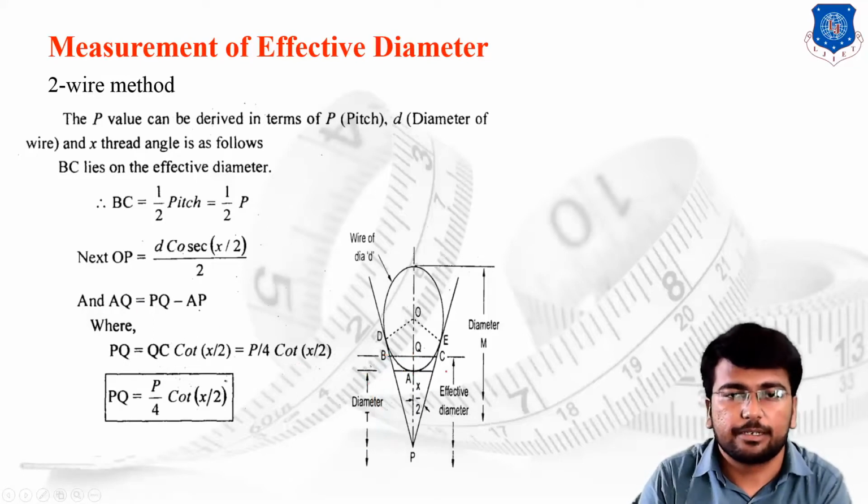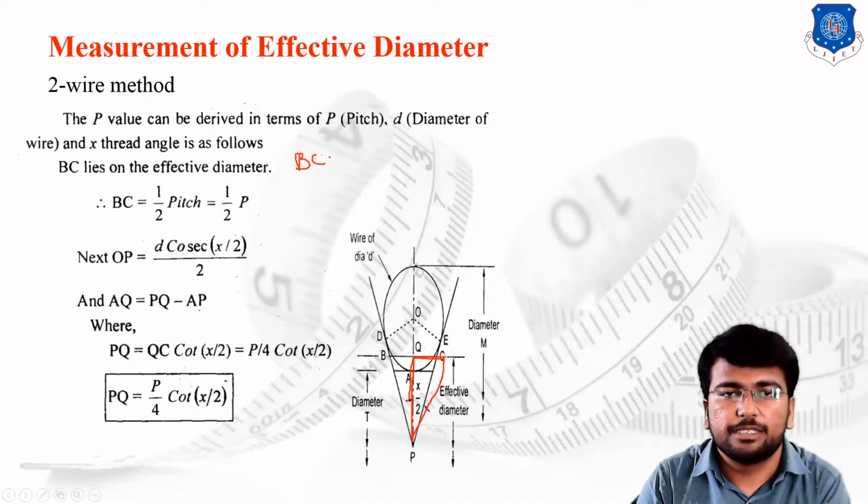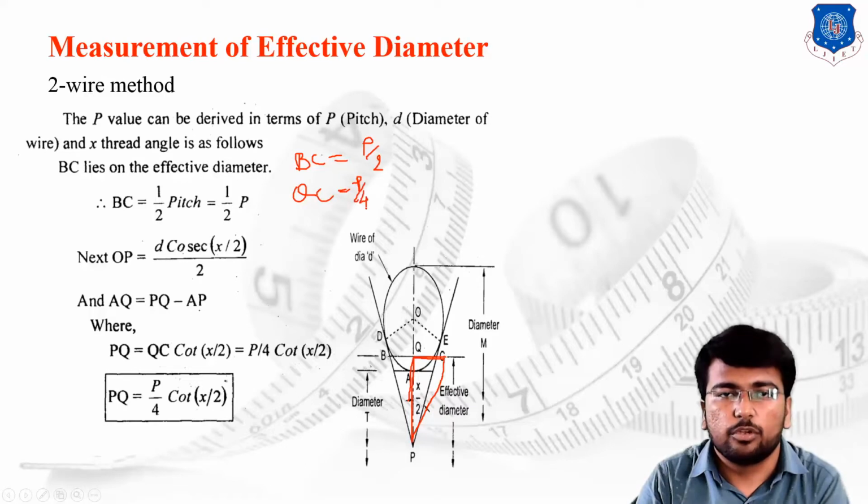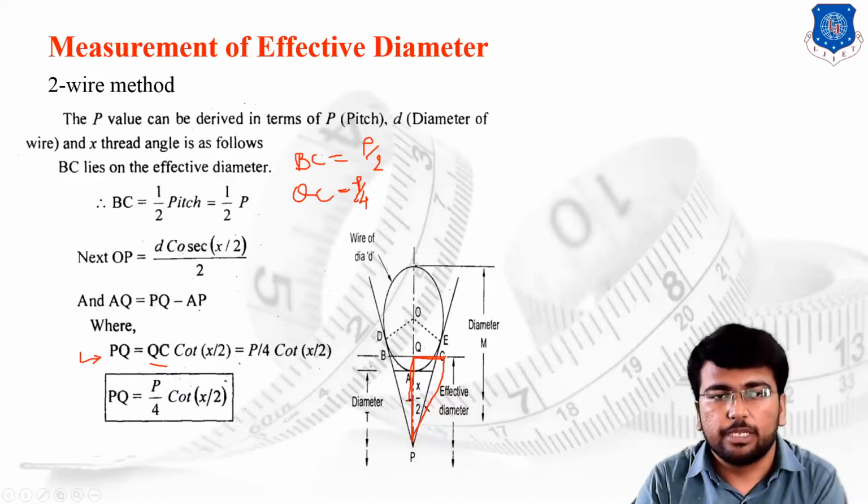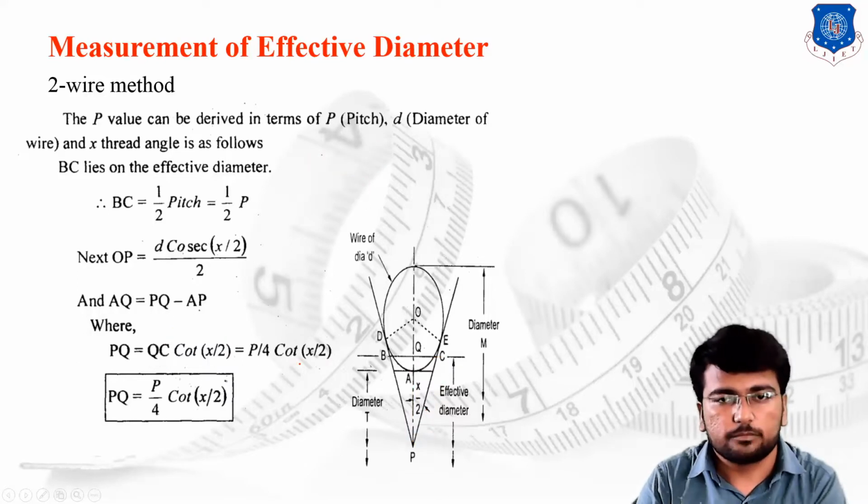So consider another triangle, the triangle PQC. Where QC is equal to, what do we mean by QC? We know that BC is equal to P by 2. Then Q is the middle of BC, so QC is equal to P by 4. So I can replace this: QC is P by 4. Then what is the PQ? PQ will be QC cot x by 2. If we replace the QC over here, then PQ is equal to P by 4 cot x by 2.